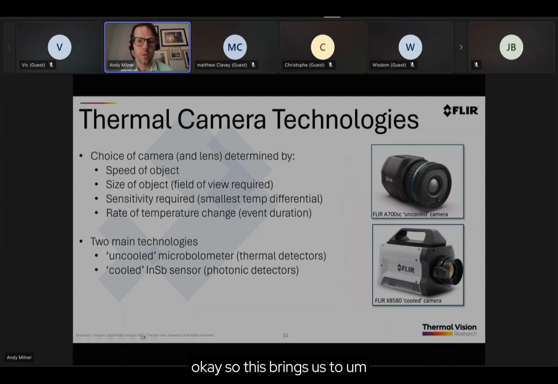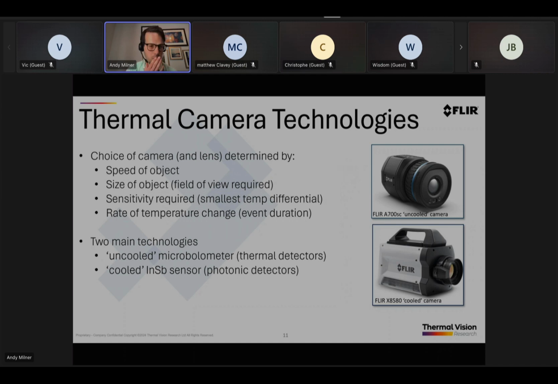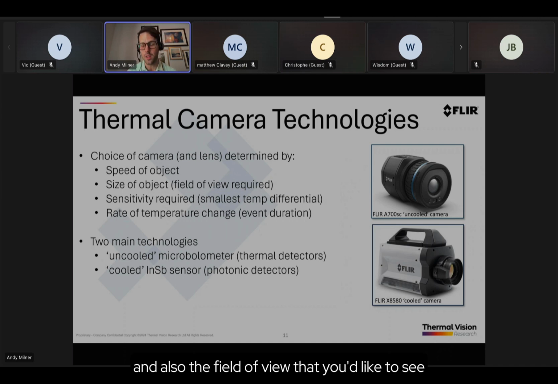Okay, so this brings us to, if you're looking at a particular application, which type of camera would you go for? So the 4 factors here are kind of the main things you would look at. So the speed of the object, the size of the object, so this would be the smallest dimension that you want to measure, and also the field of view that you would like to see, so basically your window. You'd also need to consider the sensitivity required. So this is not in terms of an absolute temperature measurement, but the smallest change in temperature that you would like to measure. So this is also called NETD, which is noise equivalent temperature difference.